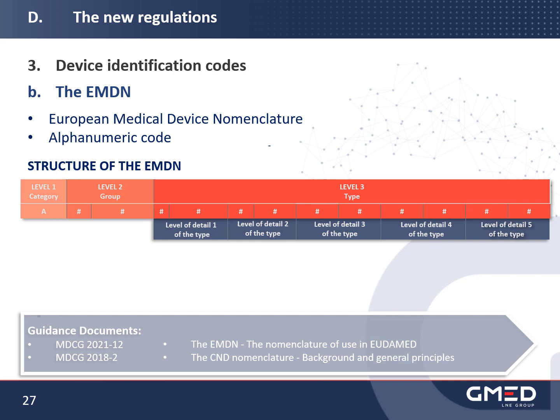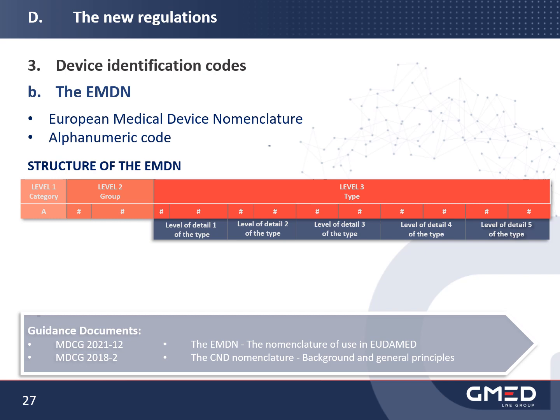If an accessory can be used with several devices belonging to different groups and/or types, it must be associated with the most representative group or type. Each device is therefore classified within its nomenclature by an alphanumerical code composed of a letter referring to the category, 2 digits referring to the group, and a series of 2 to 10 digits referring to the type.